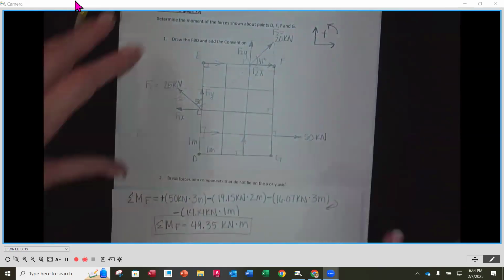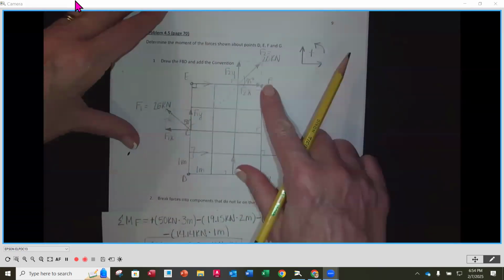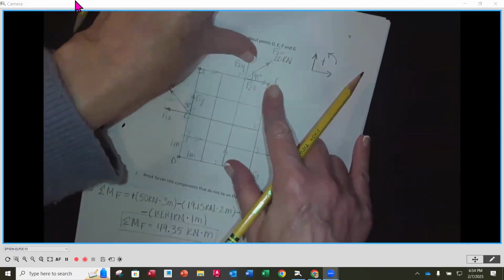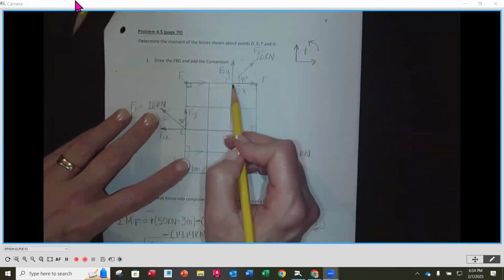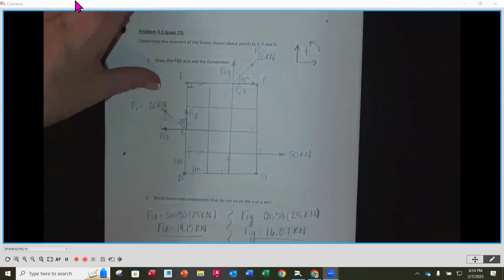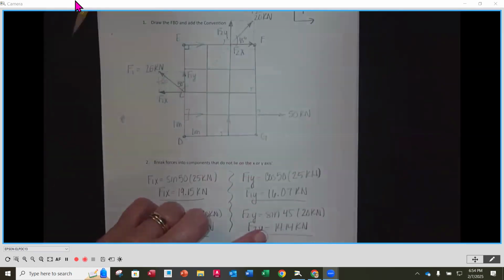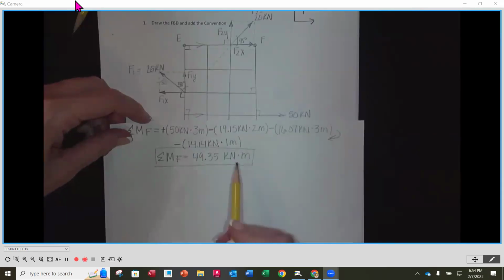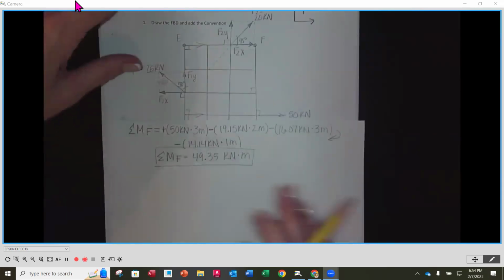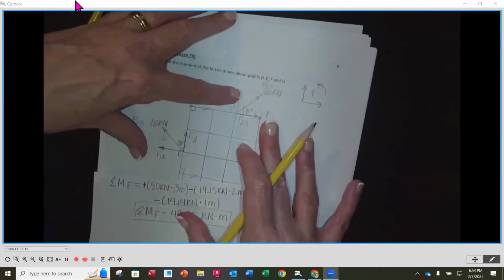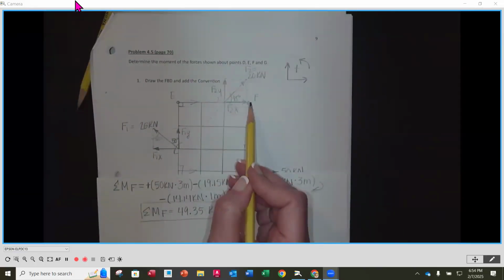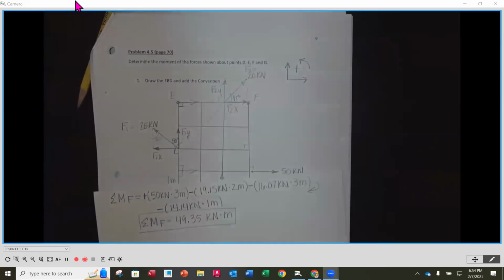And then the last one that we have is right up here by F. This is F2y. It is going to cause a rotation. It is only 1 meter away. Okay. And F2y, 14.14 times 1. It's right here because I ran out of room. And then a negative out front because it's going clockwise. Right. F2x passes right through that point, so it is not included.